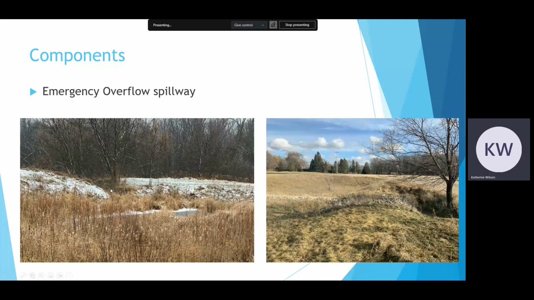The photo on the right is another example, but this is an infiltration basin. There's no water, but if it fills up with water, this is the emergency spillway. Same concept.